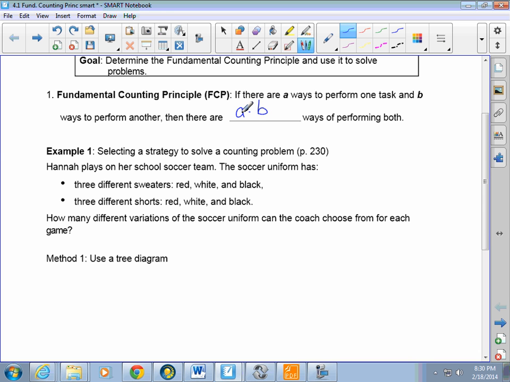So example 1 says, selecting a strategy to solve a counting problem. There's a few different ways that you can do this. We're going to work from the more time-consuming way up to the most time-efficient way of doing it. Hannah plays on her school soccer team. The soccer uniform has 3 different sweaters, red, white, and black, and 3 different shorts, red, white, and black. How many different variations of the soccer uniform can the coaches choose from for each game?